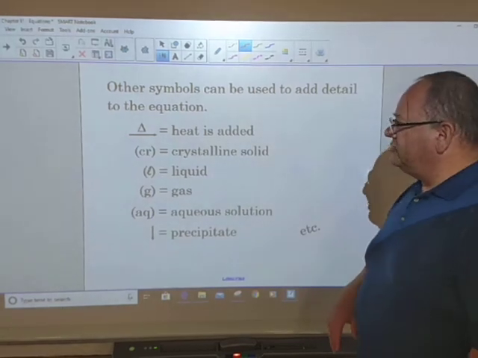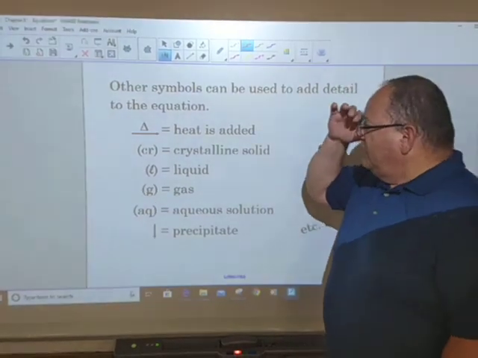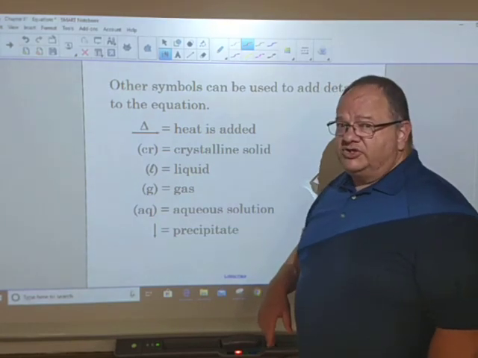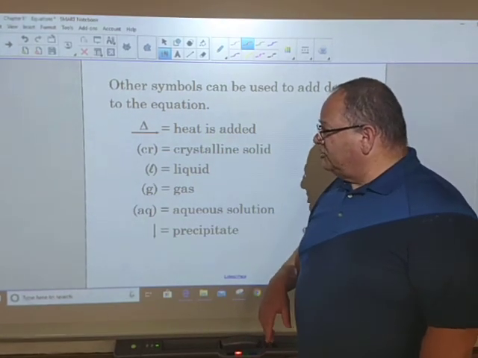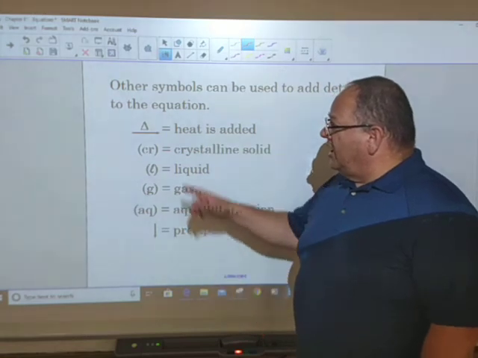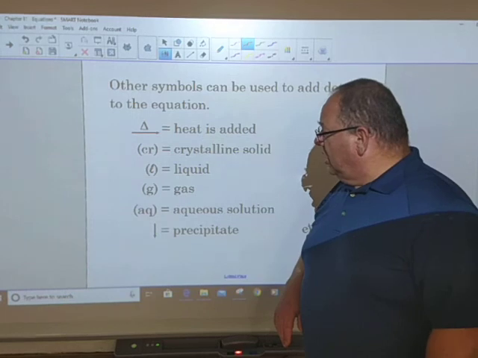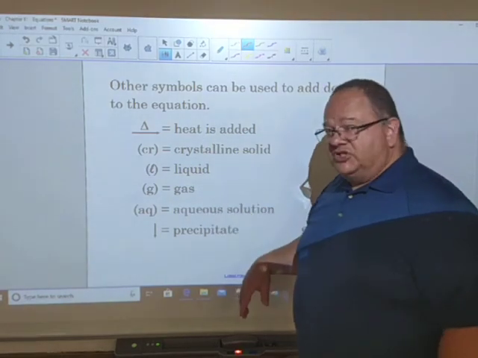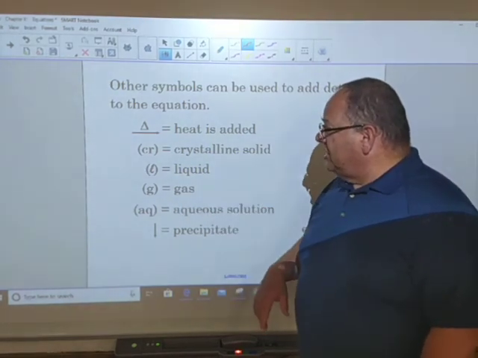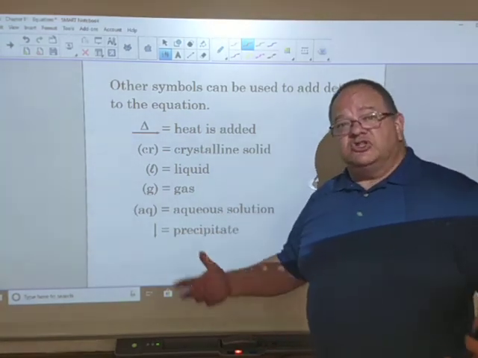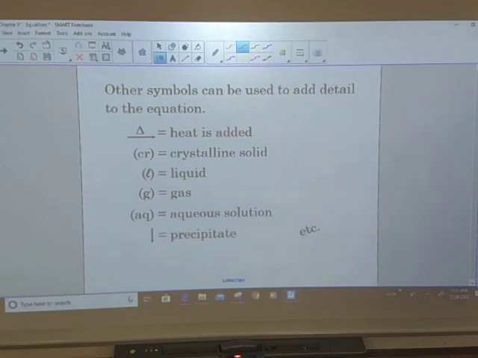Again, we're pressed for time, so I'm not going to dwell on this much, but there's all sorts of other symbols that could be used in our equations to help give us extra information. So we could say that we put a triangle over the arrow, and it just means that we heated it to make it happen. We could put a G after a substance to indicate that it was a gas, or an L to indicate that it was liquid, or CR indicates crystalline. AQ, dissolved in water, aqueous solution.